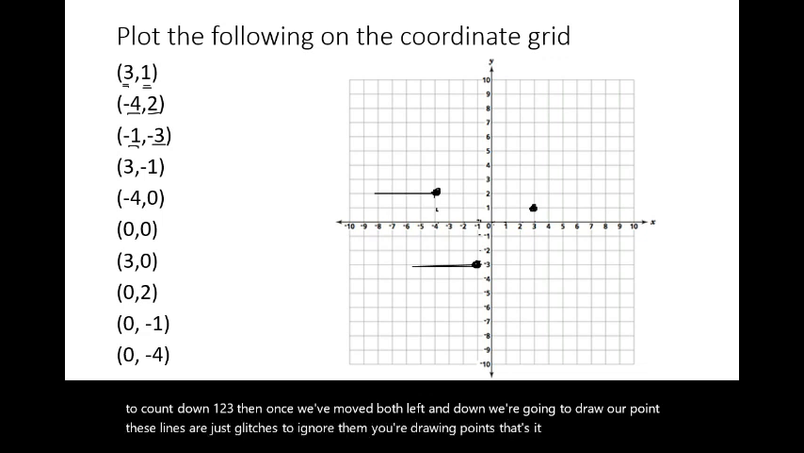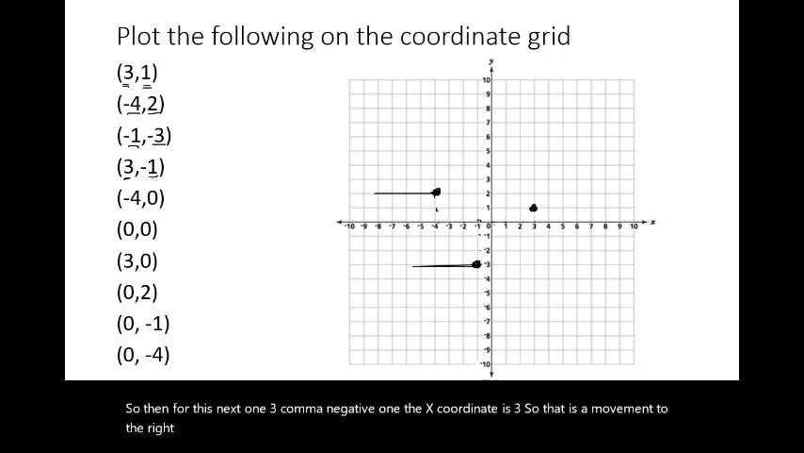So then for this next one, 3, negative 1, the x-coordinate is 3, so that is a movement to the right 3. The y-coordinate is negative 1, so that is a movement down 1. So we're going to go from the origin, we're going to count to the right 1, 2, 3, and we're going to count down 1. Now that we've moved both right and down, we're going to draw our point.